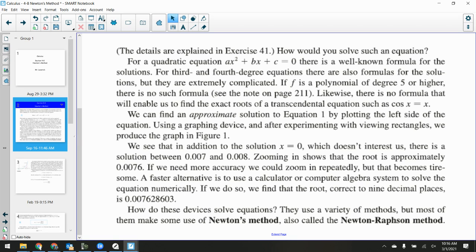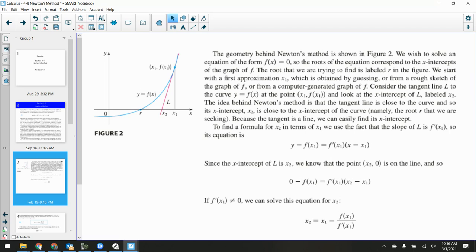Now, what your calculator actually does, it's not actually using any sort of formula to find the zero of the function. When you go in your calculator, you use second calculate 0. It's not actually using any type of formula. It's not actually running the quadratic formula or anything like that. What it's using is called Newton's method. And let me show you graphically what's happening.